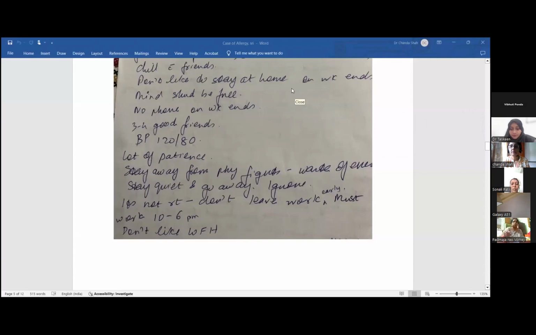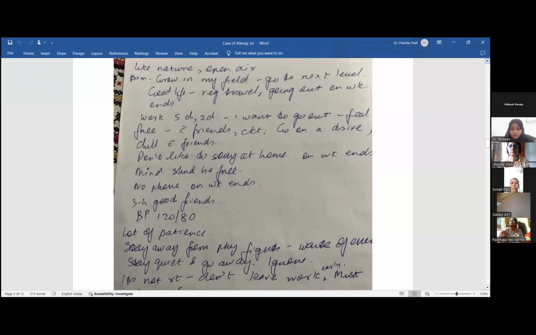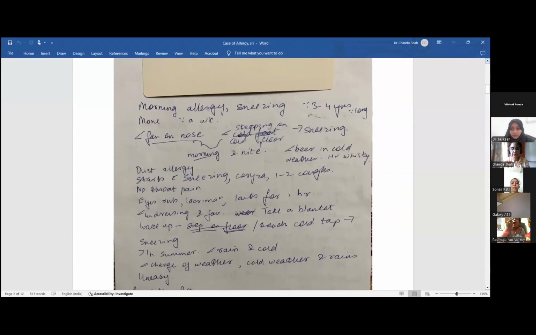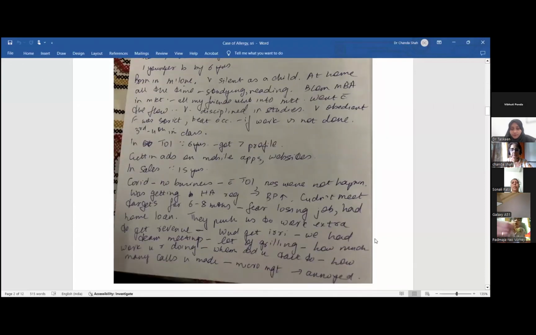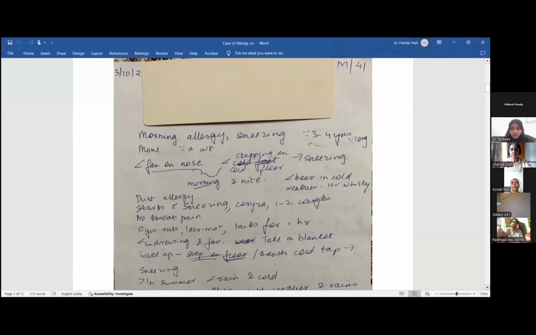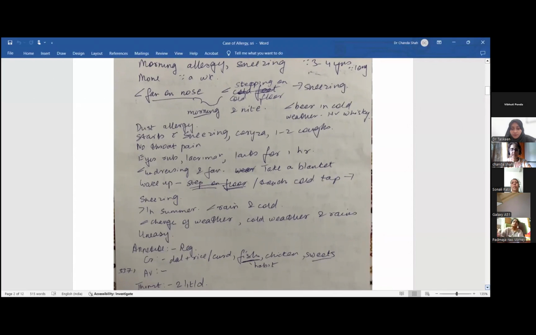So I'll tell you what I did. When the case starts, he tells us this allergy is there, goes by fan, and he's aggravated by stepping on cold floor. Then even by touching the cold tap, he's getting sneezing. Aggravated by change of weather. So up till now you get so many modalities, right? So I'm thinking maybe it's a plant remedy. Not 100% sure, but usually when a lot of modalities come up, you think of a plant remedy.